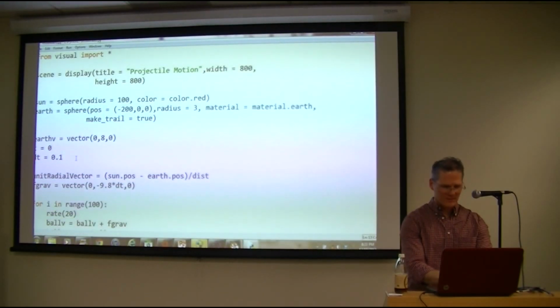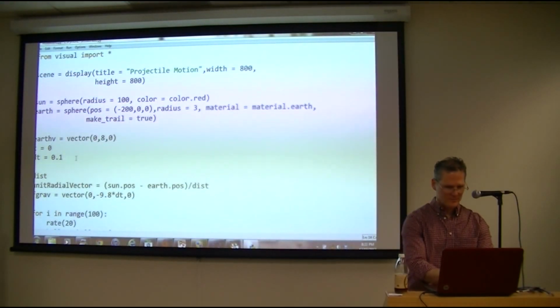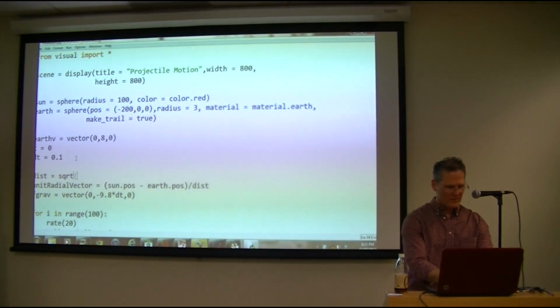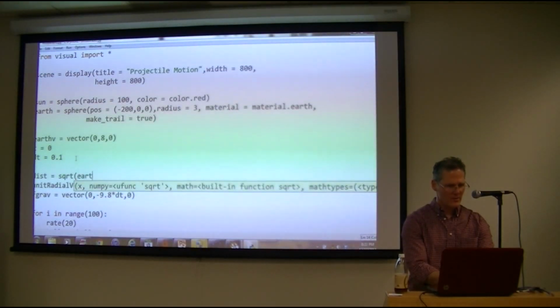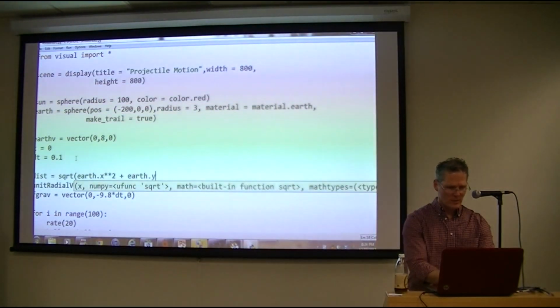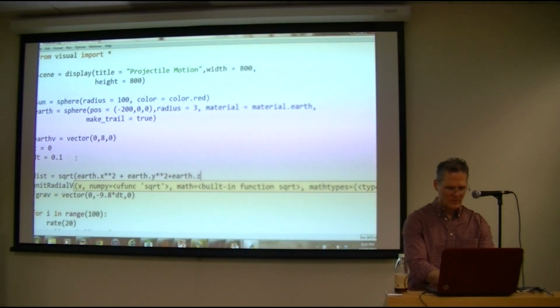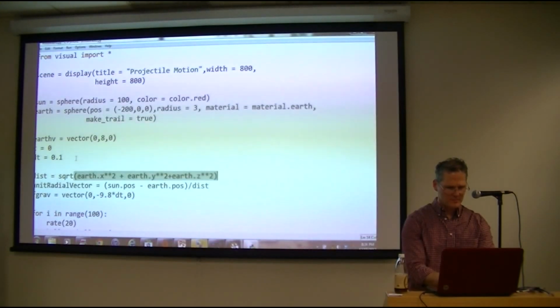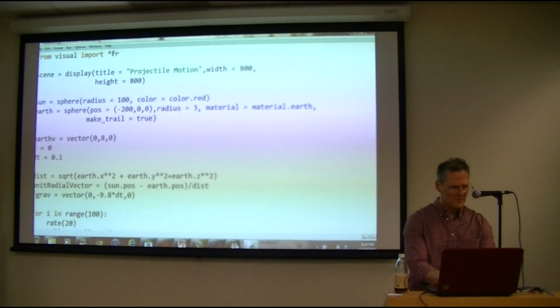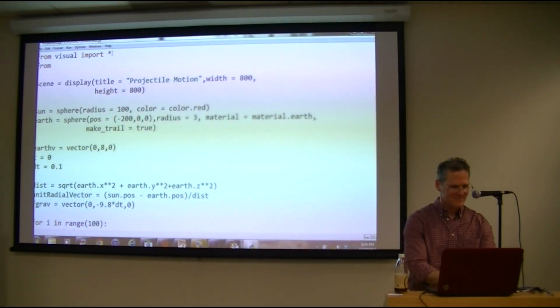So I guess we have to. So the distance, square root of, let me see, it is the Earth. Since the sun is at the center, this is easy. Earth's x coordinate squared plus the Earth's y coordinate squared plus the Earth's z coordinate squared. Suppose the computer will want to know what a square root is.